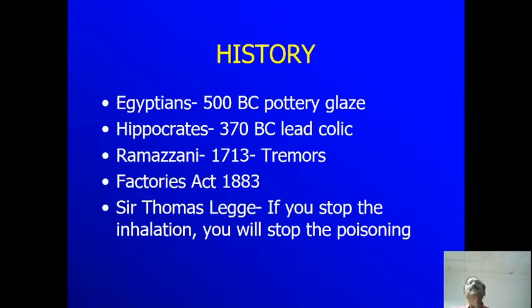Hippocrates in 370 BC talked about lead colic, and Ramazzini, who is better known as the father of occupational health, in 1713 talked about the tremors which took place with lead. The Factories Act of 1883, from which our Factories Act has come, mentions the problems of lead. And we have this great man, Sir Thomas Legge. I am very fond of him.